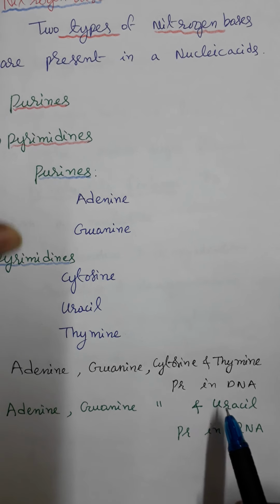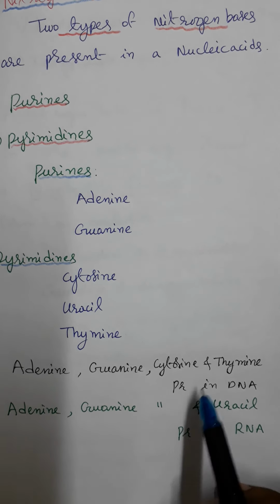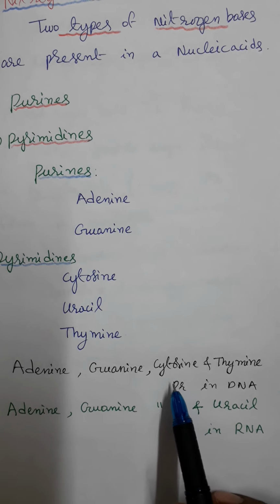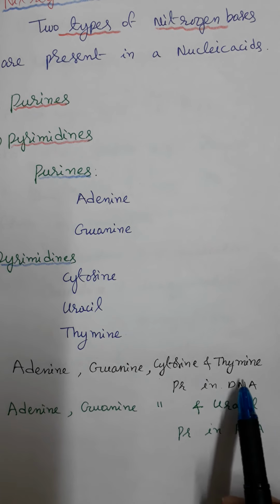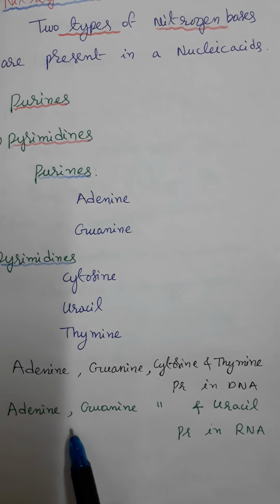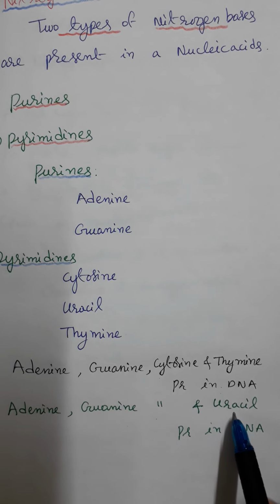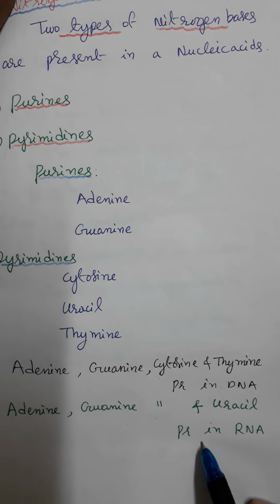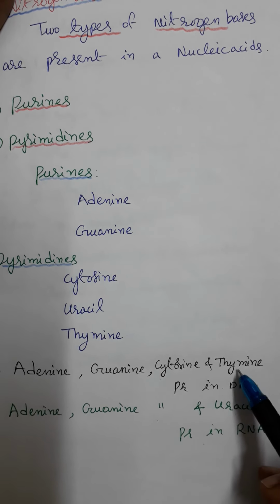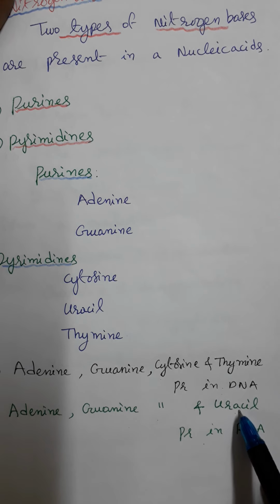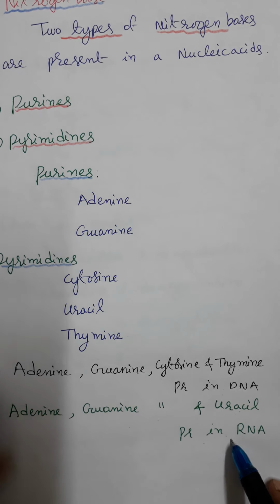What differences do you observe between DNA and RNA regarding the nitrogen bases? Adenine, guanine, cytosine and thymine are present in DNA, whereas in RNA, adenine, guanine, cytosine and uracil are present. Instead of thymine, uracil is present in RNA.